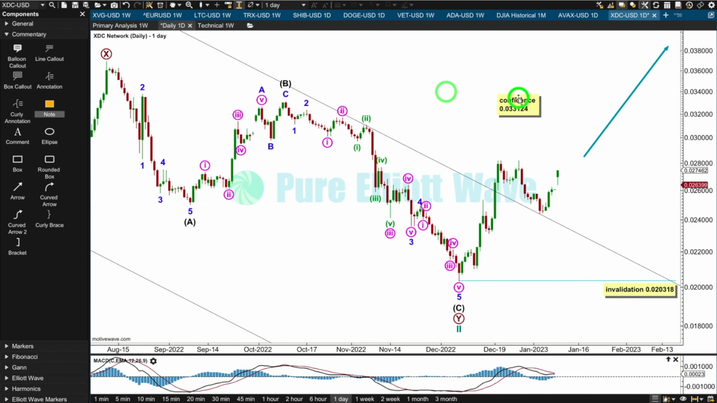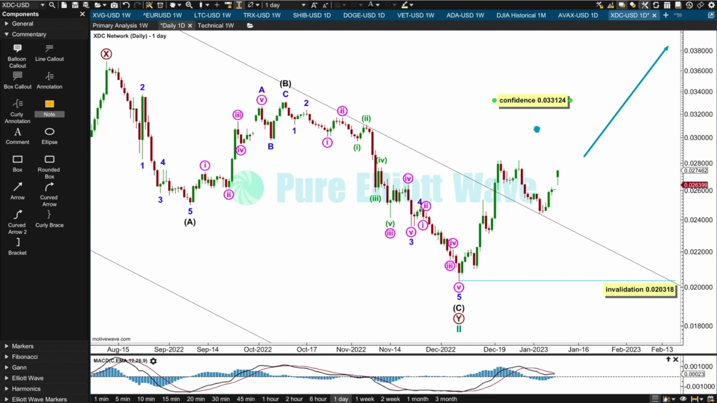A new swing high above that point, from a classic analysis point of view, tells us that the series of lower lows and lower highs, which is the basic definition of a downward trend, has been broken. Then we would have a higher high if we see a new high above 0.033124.